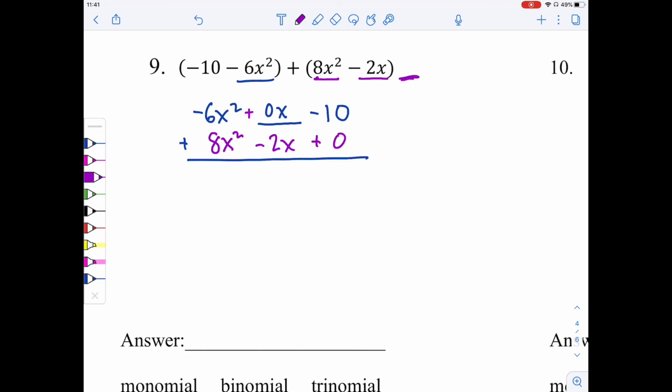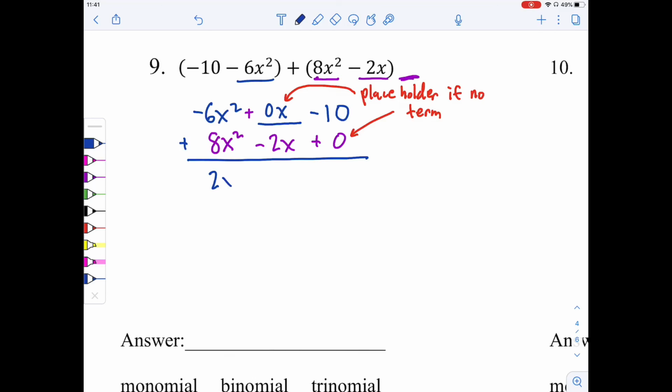Right, so put a placeholder if it's not there. So if we don't have a term, like the middle x term, just put a 0x. If there's no constant, put a 0. Right? So put your placeholder if there's no term.